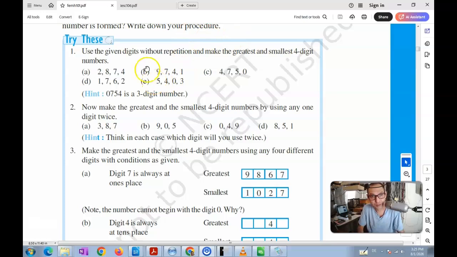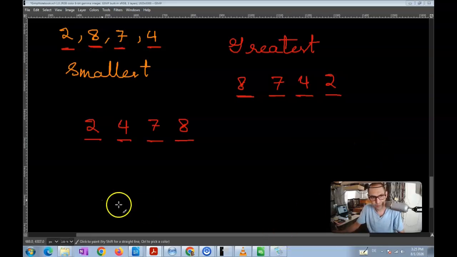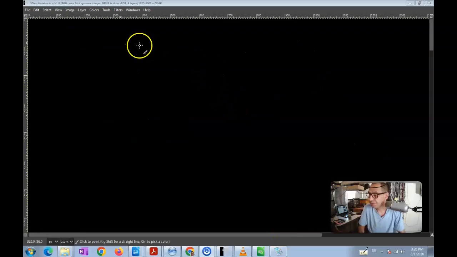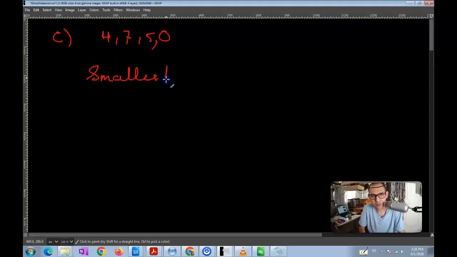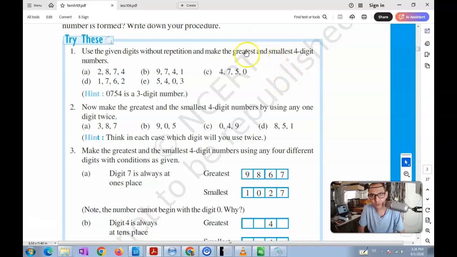Okay, now from these exercises, part B is yours and part D is yours because we have already discussed that. I will do part C and part E, and only because there is 0 in them. So now part C, the digits that I have are 4, 7, 5, 0, and I want to make the smallest number possible using these digits. Here the question is asking us to make the greatest and smallest 4-digit numbers.